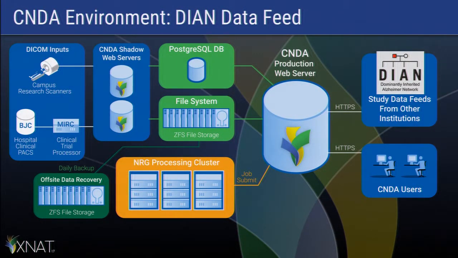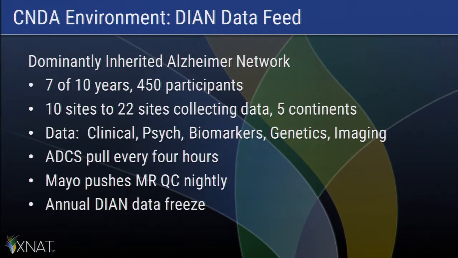So the next thing I'd like to talk about is data feeds from studies that we work with. The first one is called DIAN. I think David mentioned it, it's been mentioned a lot. It stands for the Dominantly Inherited Alzheimer Network. We're in about the 7th year of a 5-year grant. It got renewed, so we're going to be at 10 years. We started out with 10 sites, and now in year 7 we have 22 sites collecting data on 5 continents.